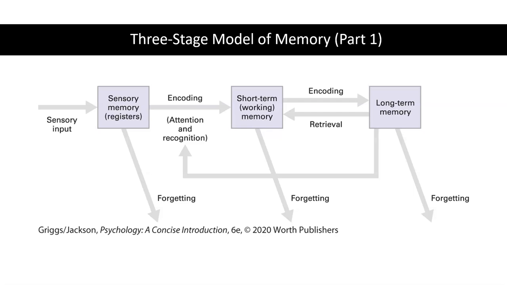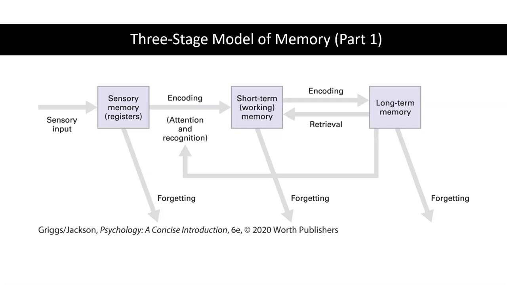We're going to start by looking at what's called the three-stage model of memory. In your textbook, this graphic helps to illustrate how the three-stage model is laid out. In the boxes on the model, you see sensory memory, which are also called registers, short-term or working memory, and then long-term memory.